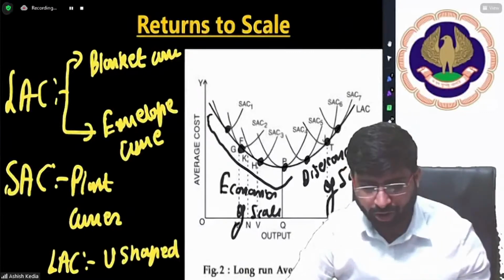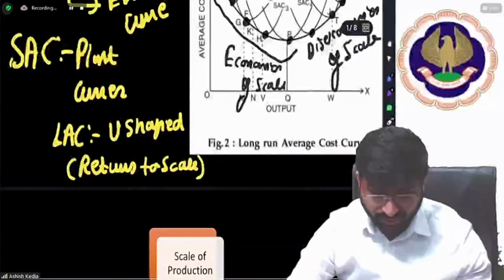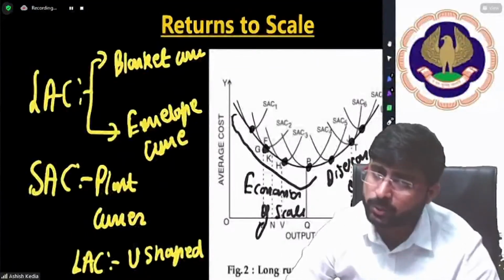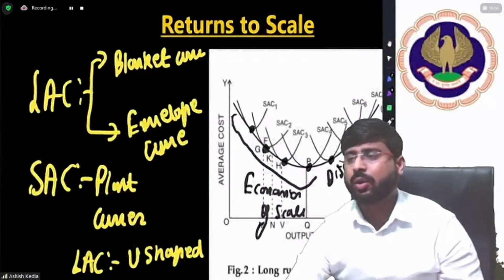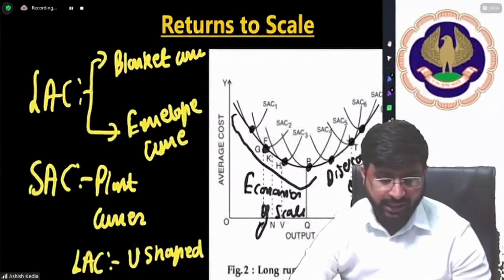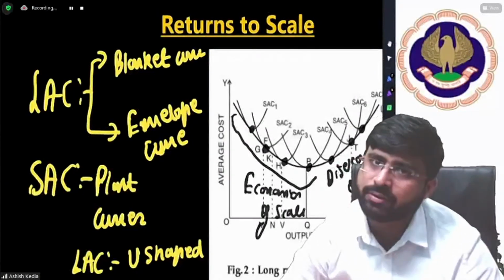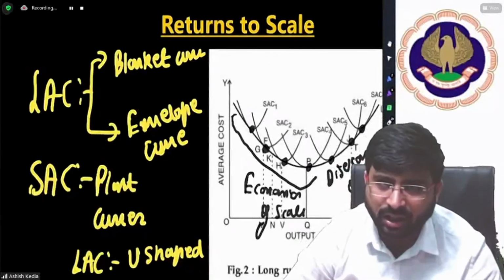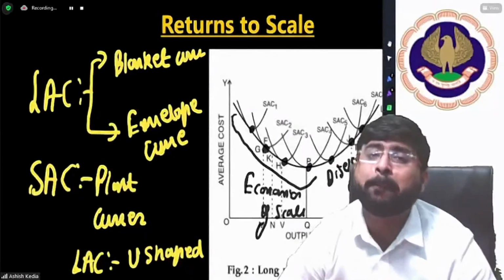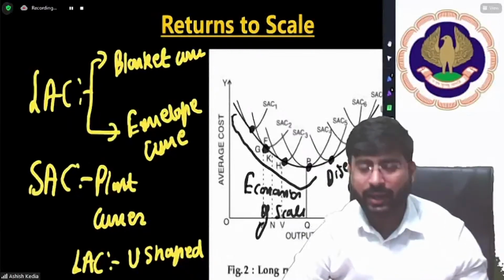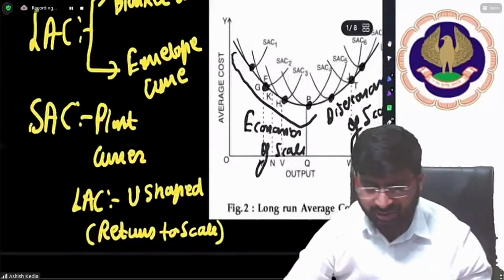And hence the U shape. Then we studied that the LAC curve is also called the blanket curve or envelope curve. The SAC curve is also called the plant curve. Remember, LAC is U-shaped.